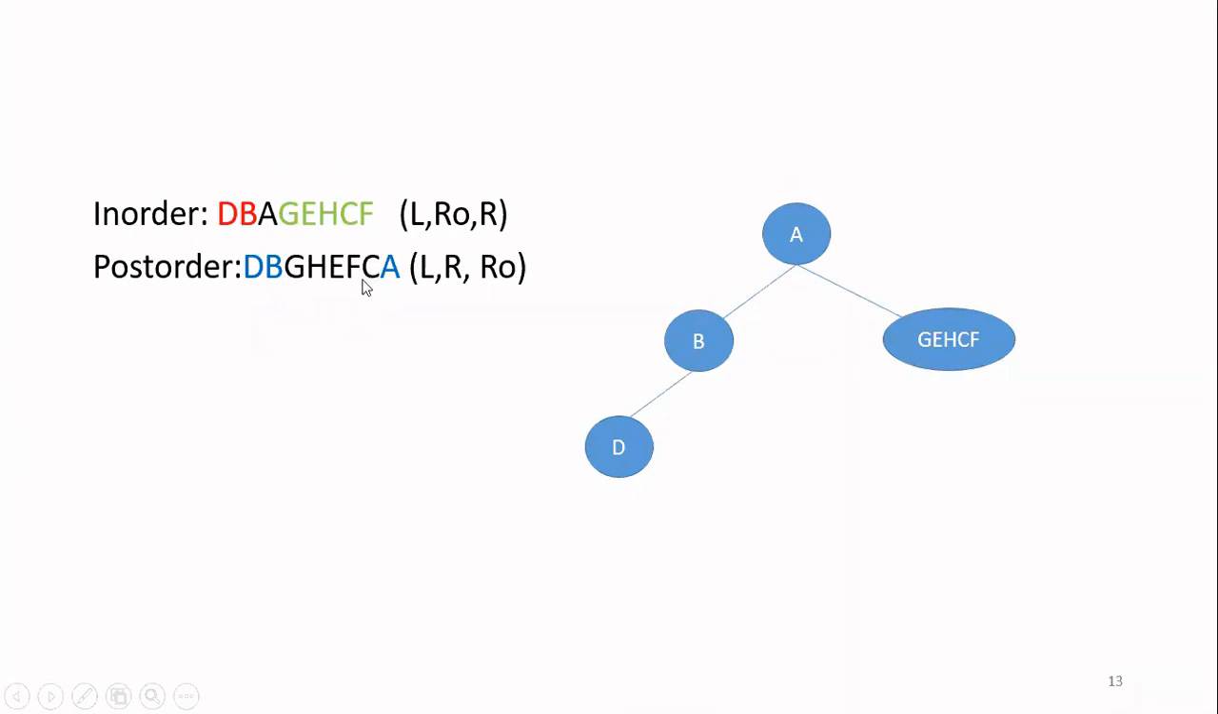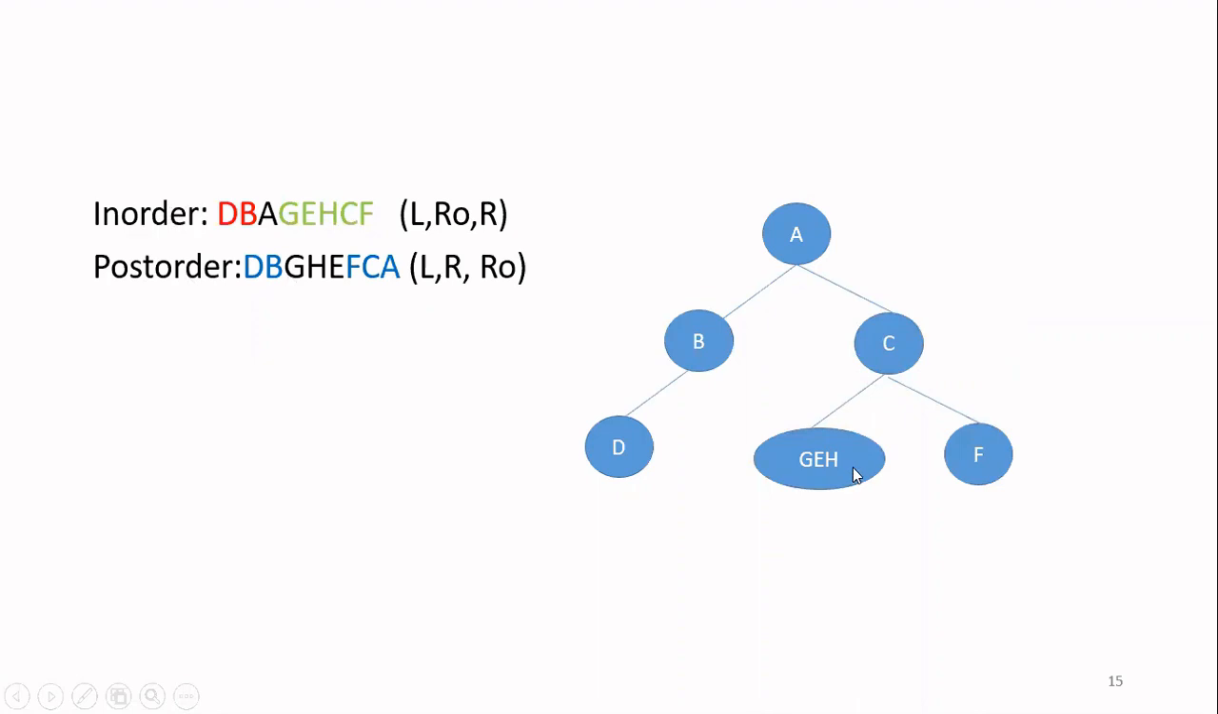That means C is the root node for this particular subtree. Then go to the in-order and see whichever comes to the left of C. With these green color letters, whichever comes to the left of C, that is the left subtree. So I have G, E and H as a left subtree and F as a right subtree. So you can draw them now. C is the root, G, E, H are the left subtree and F is a right subtree.